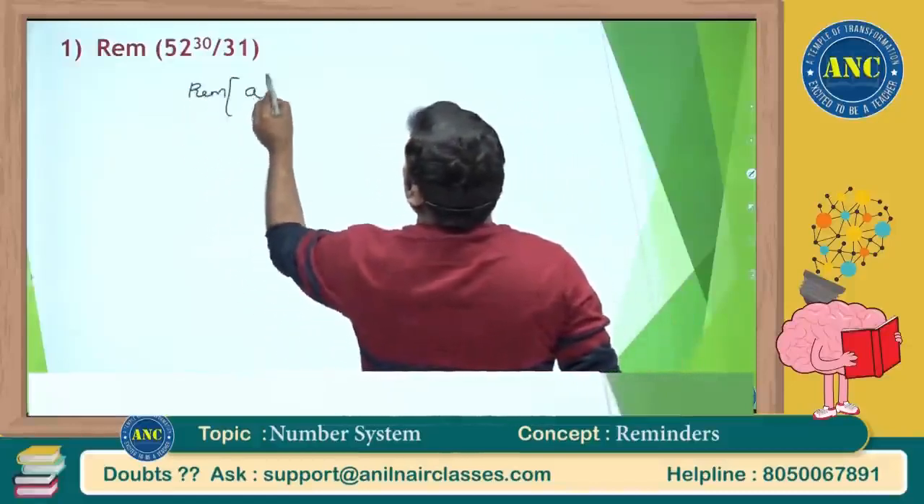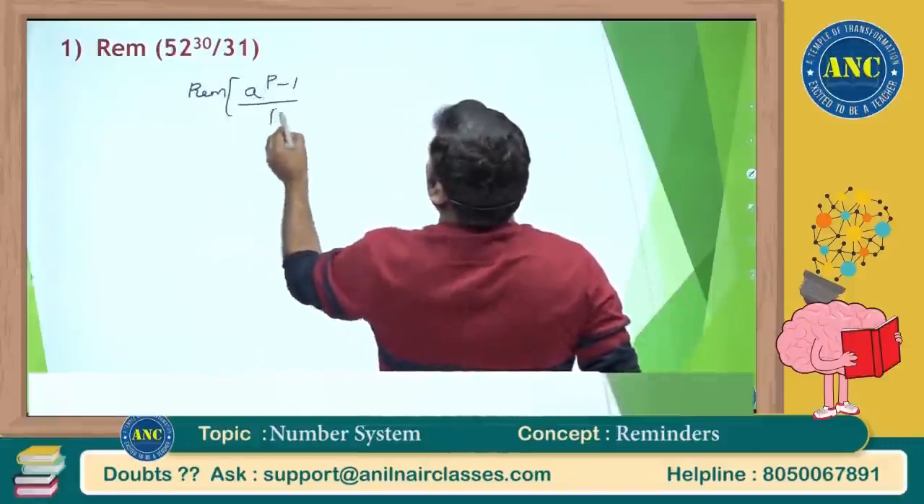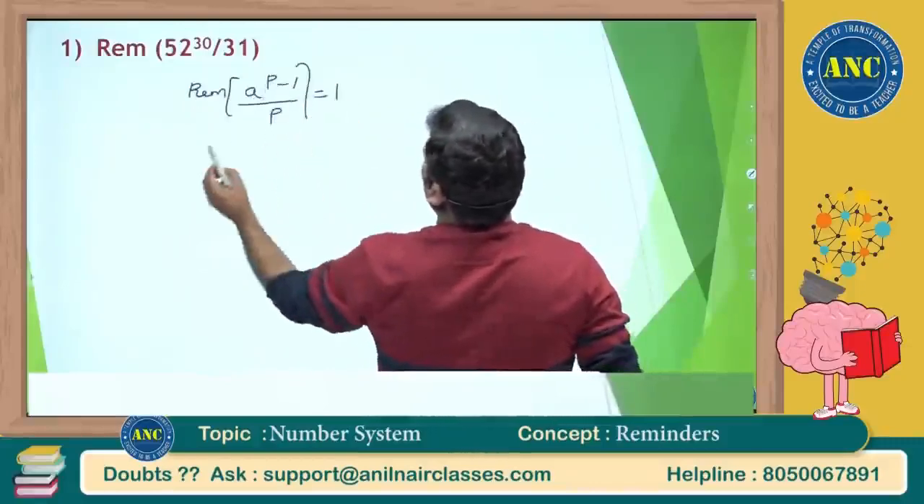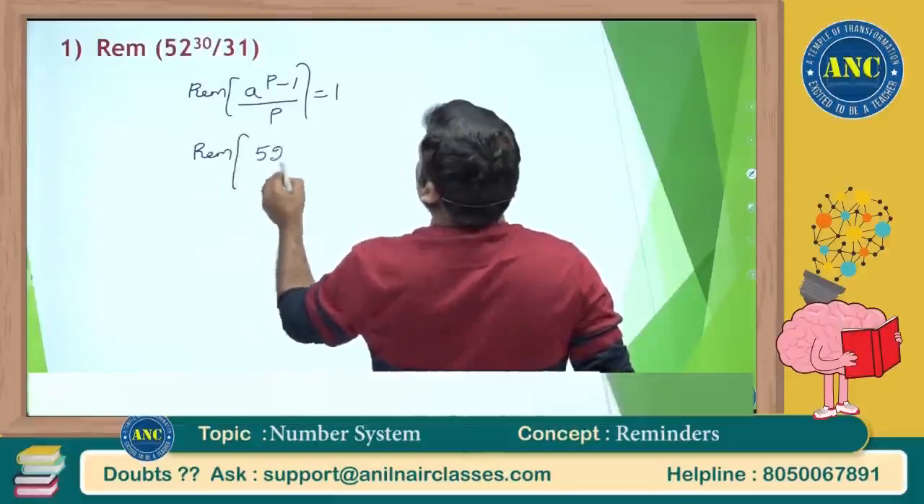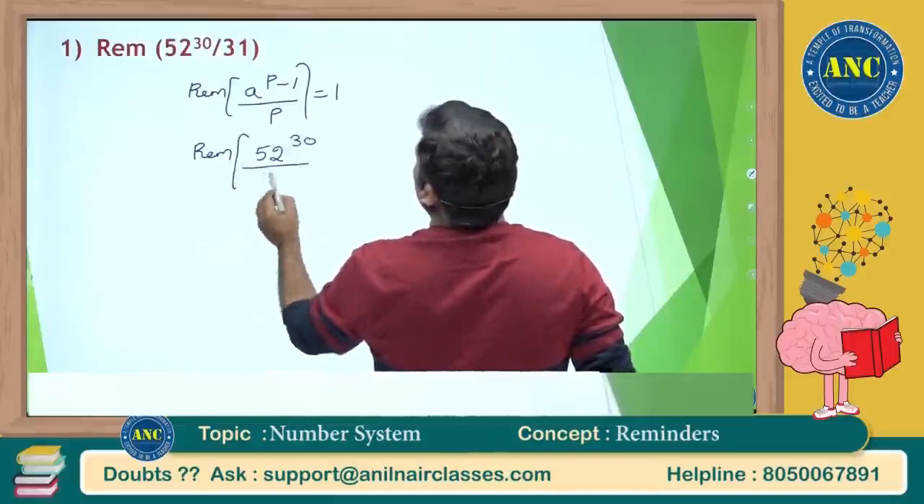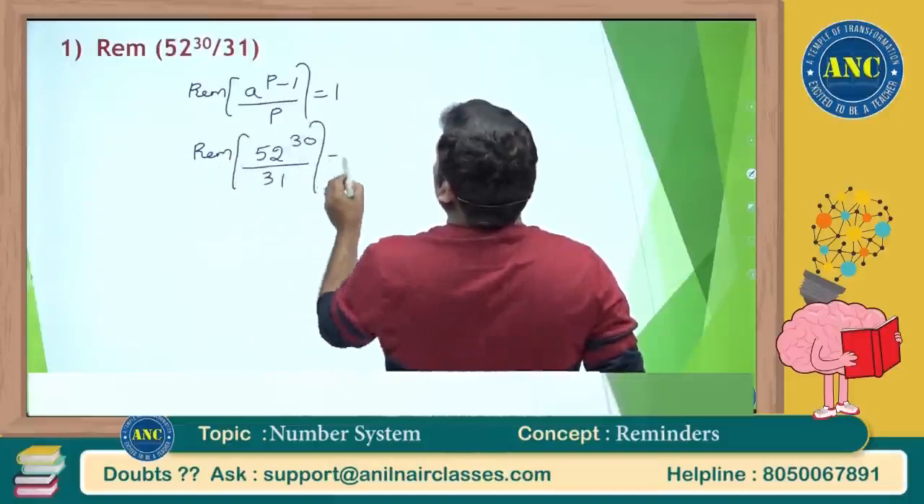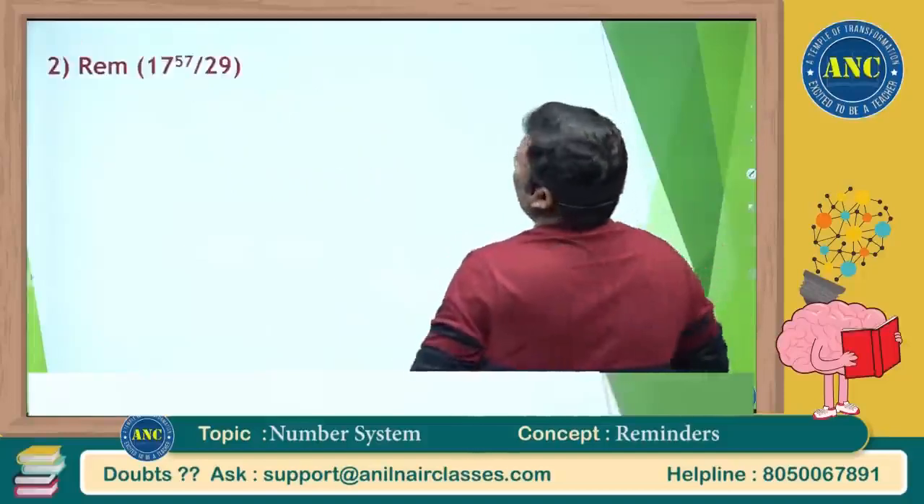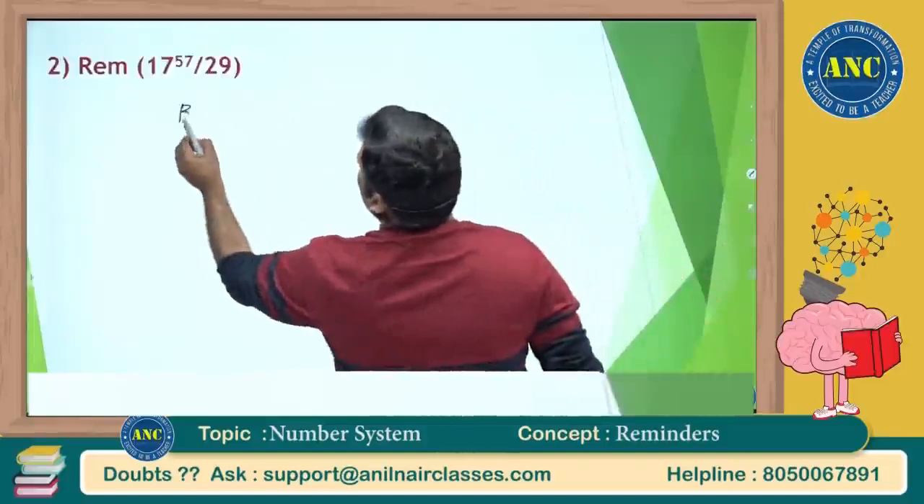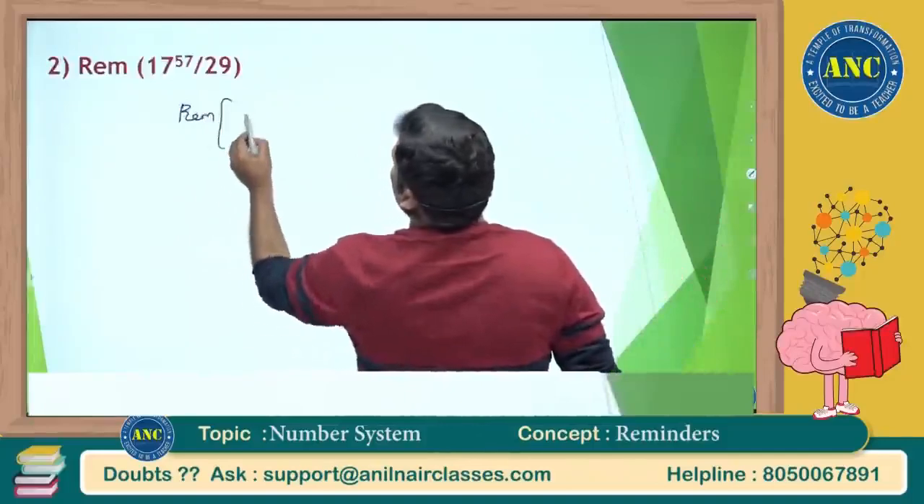So a power p minus 1 divided by p is nothing but 1. 31 is a prime number. So the answer for 52 power 30 divided by 31 is nothing but 1, based on the Fermat's theorem application. Already we did the basic introductory problems.